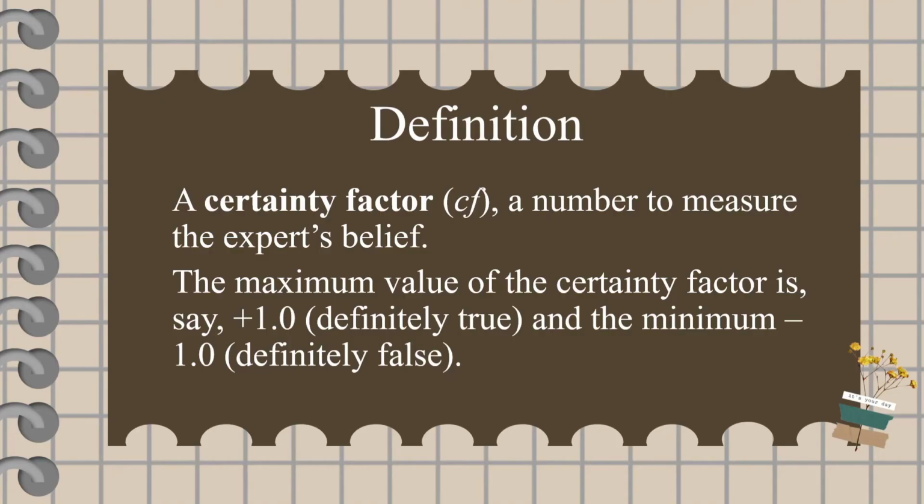The meaning of certainty factors is a number to measure the expert's belief, or it requires the experts generate minimal number of numbers and allows for quick computation of solutions. And the maximum value of the certainty factor is positive 1.0, and the term used is definitely true. And the minimum is negative 1.0. Term used is definitely false.